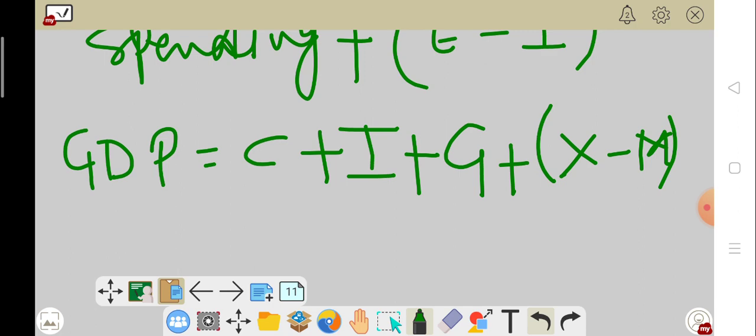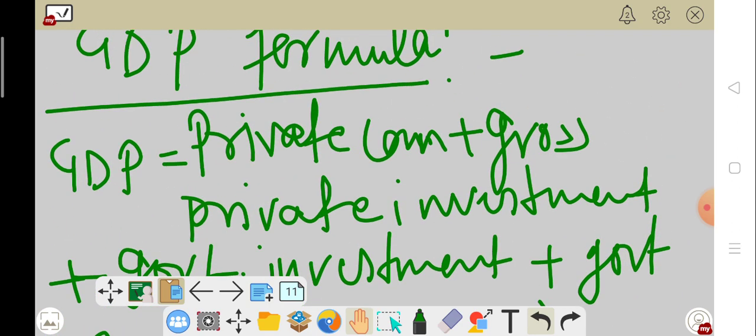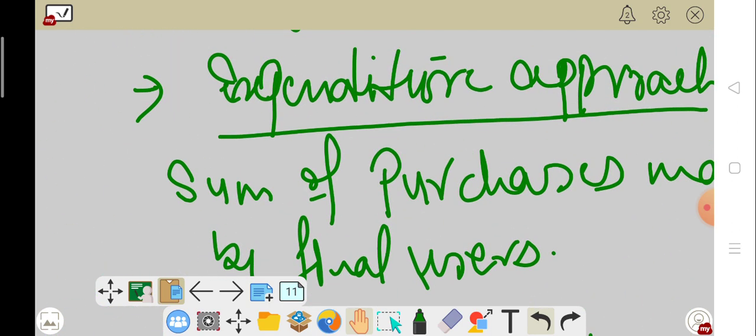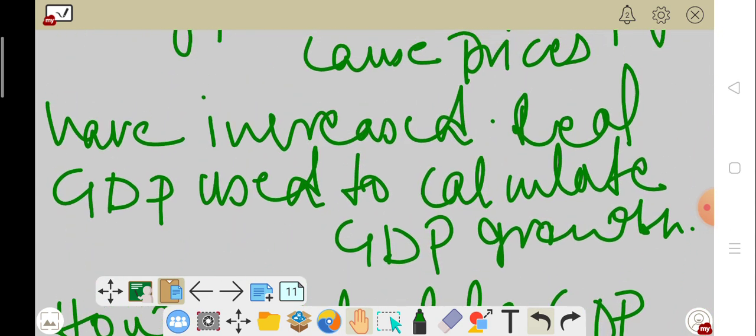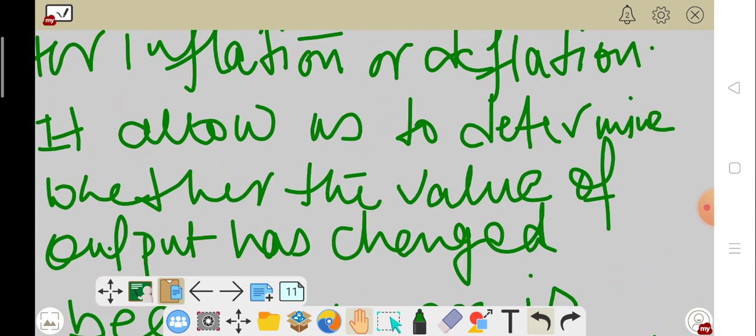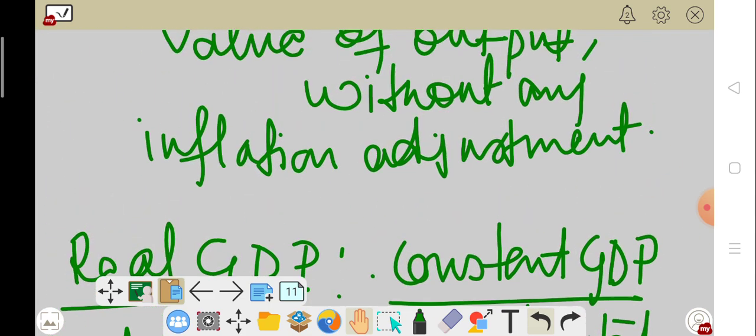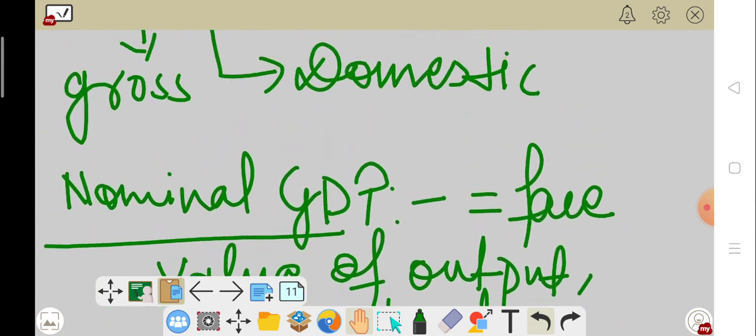GDP is usually calculated by the National Statistical Agency of the country. So this is all about the information on GDP: the definition of GDP, what gross, domestic and product stand for, the history of GDP, how we calculate GDP, the formula of GDP, and the difference between real GDP and nominal GDP.